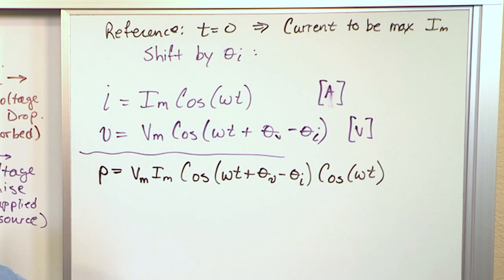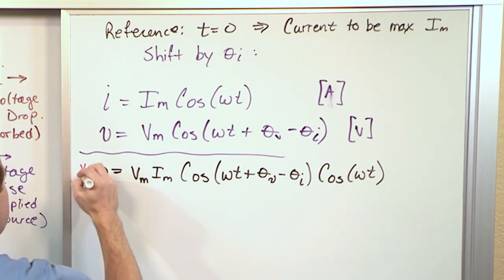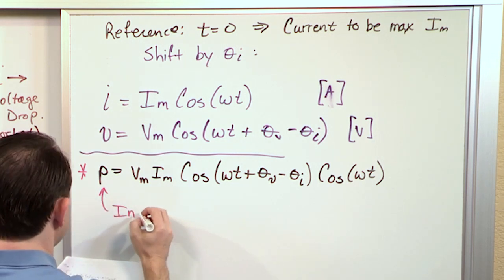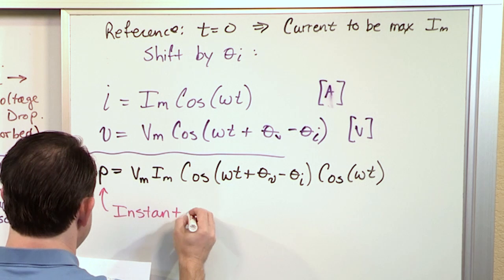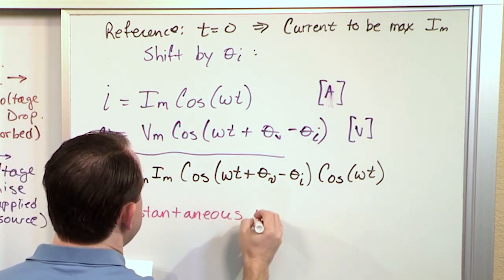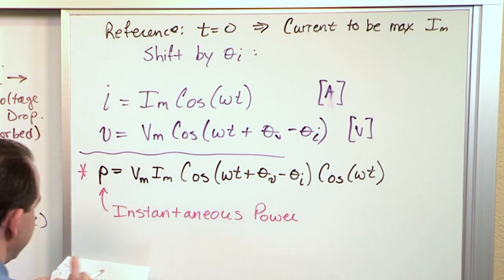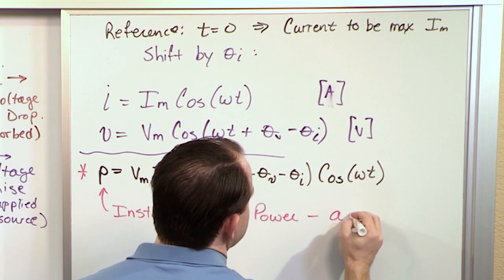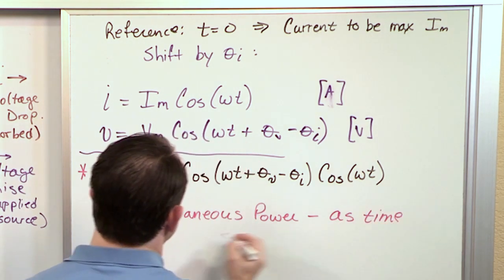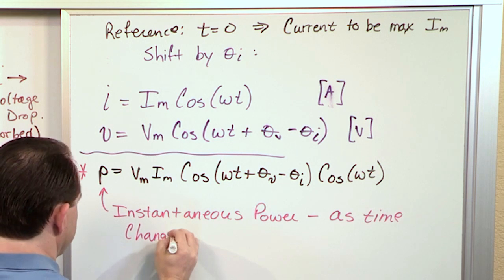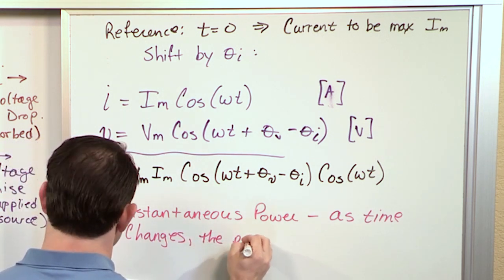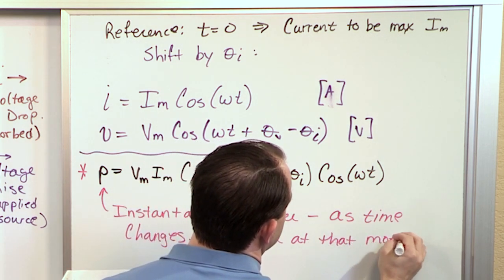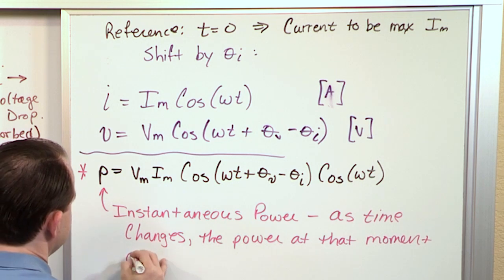All right, this is what we call instantaneous power. We'll call this little p, instantaneous power. It's important that we say instantaneous power. We'll see as time goes on. And I'm going to write something down that's obvious: as time changes, the power at that moment also changes.